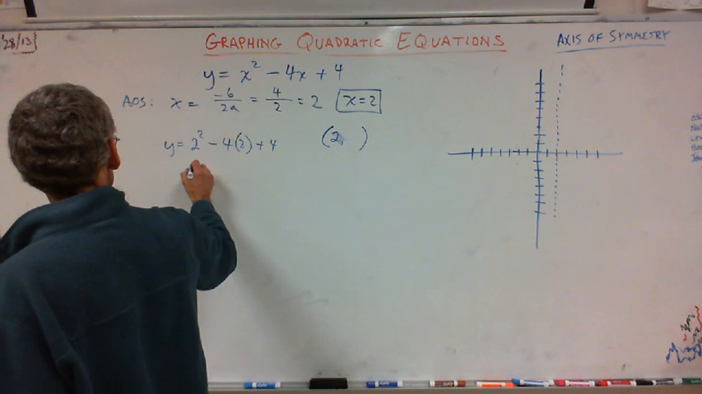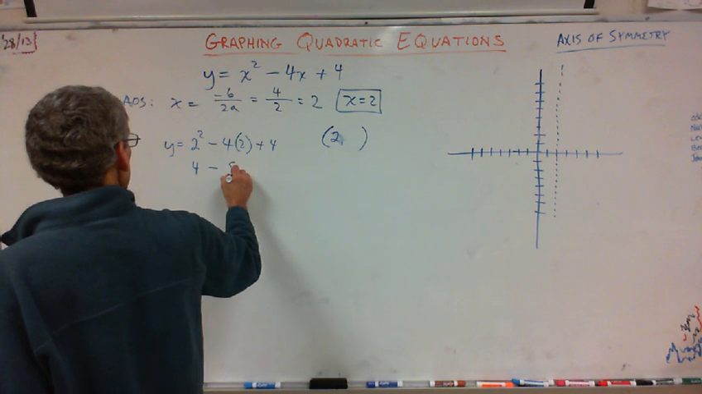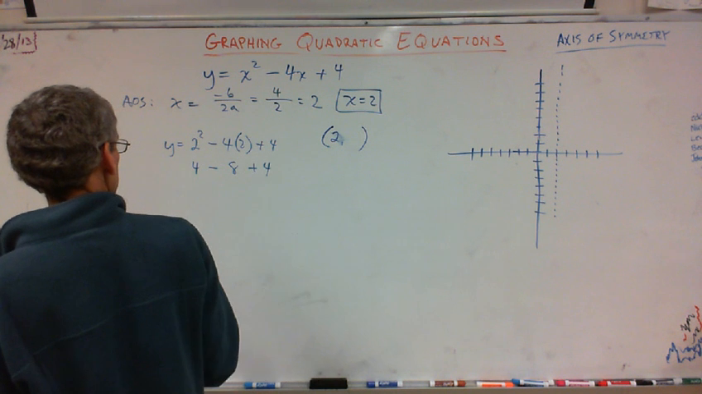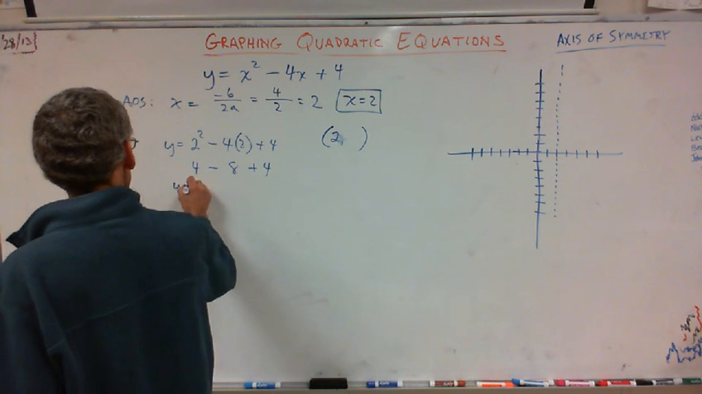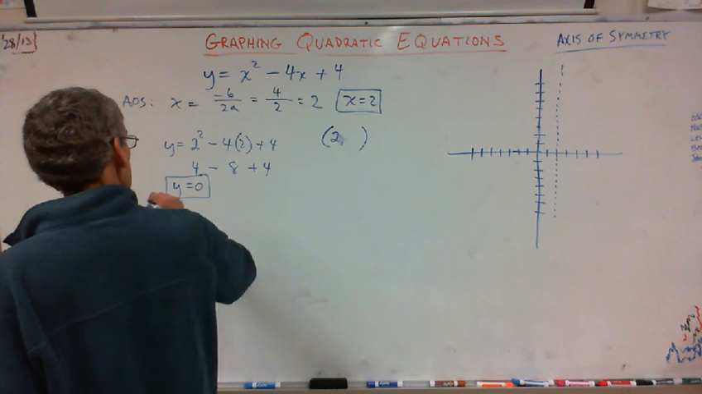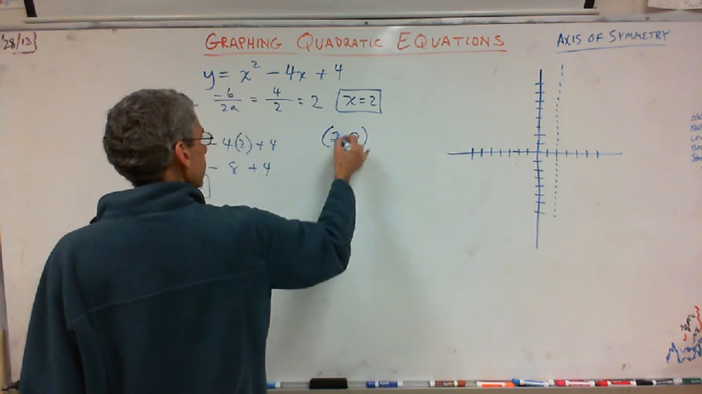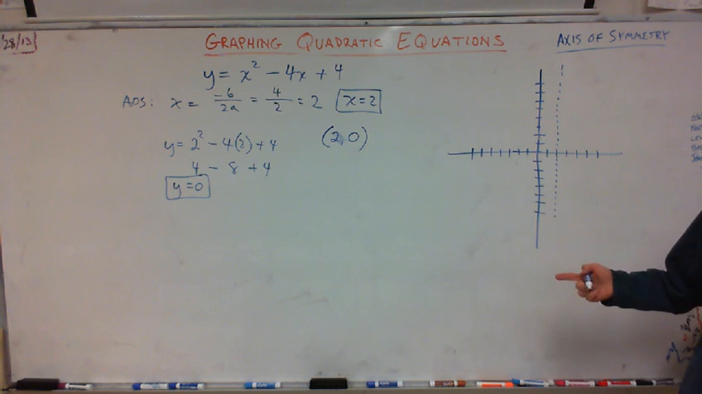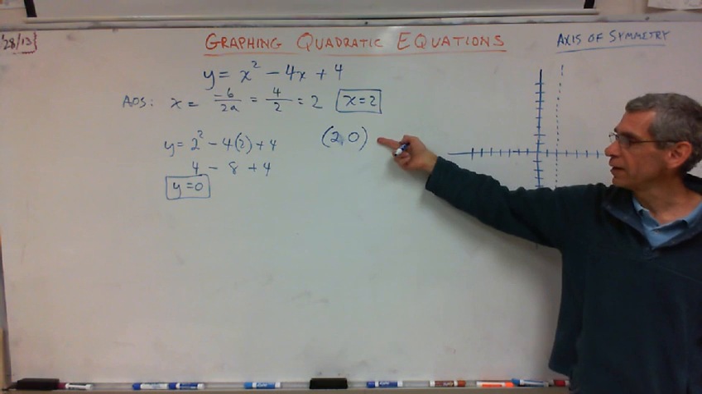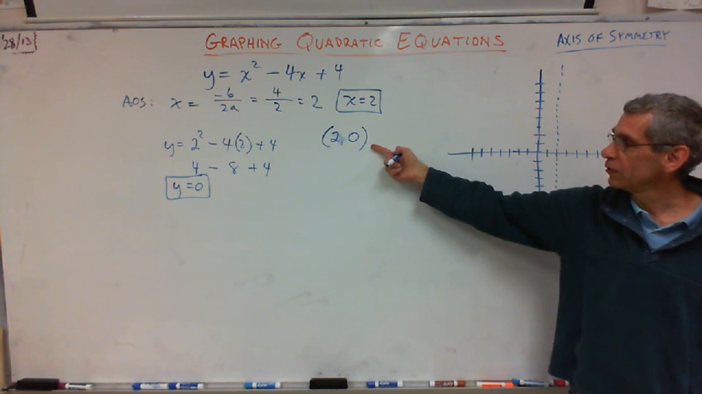So 2 squared is 4, minus 8 plus 4. Well, what's that? 4 and 4 is 8, minus 8 is 0. So y is equal to 0. There is my y. So my vertex is at 2 comma 0. Make sense? It's not that hard. Axis of symmetry gives you a lot of information. Then you suddenly have your vertex.